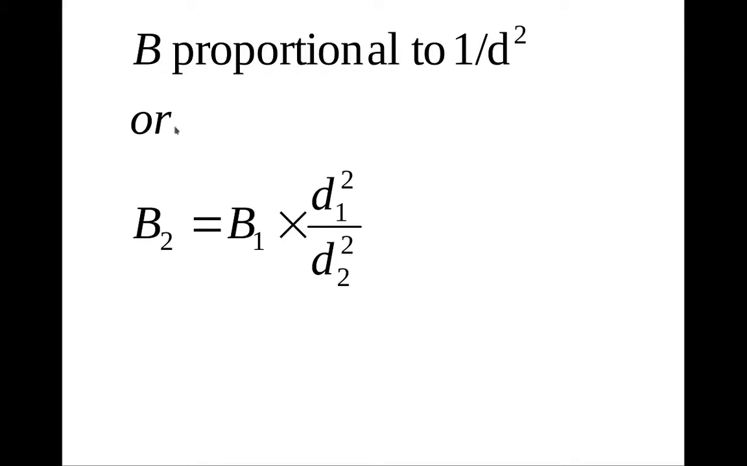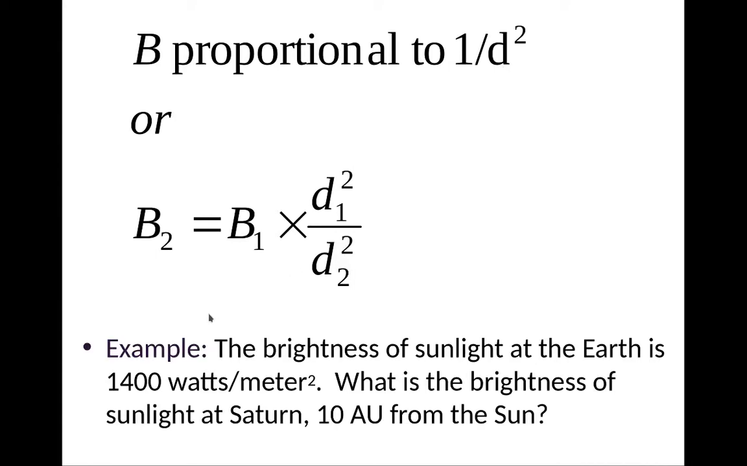So the brightness at one region at a certain distance is equal to the brightness at the other region divided by that distance squared. So the brightness is proportional to 1 over d squared. Okay, so here's an example, right? The brightness of sunlight on the Earth is 1400 watts per meter squared.